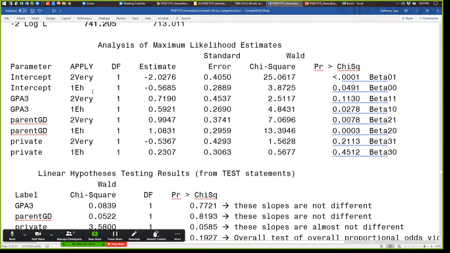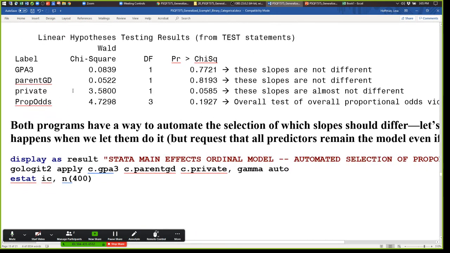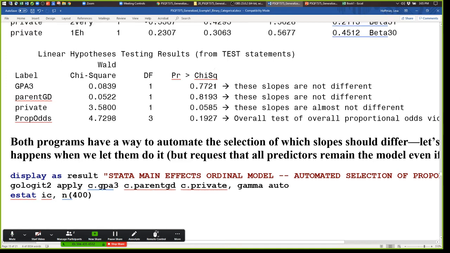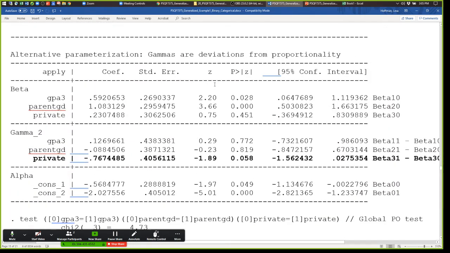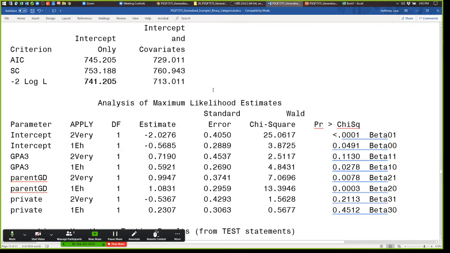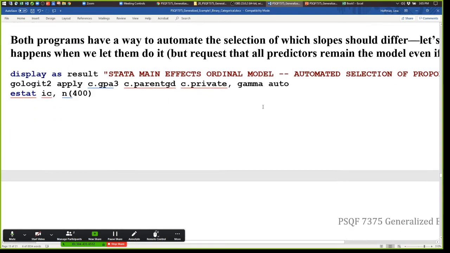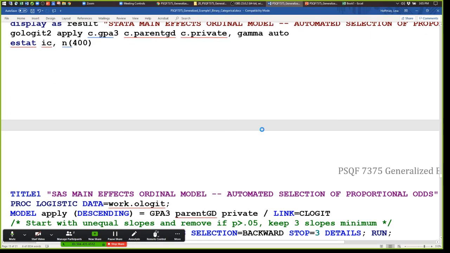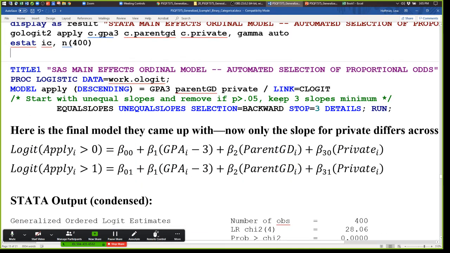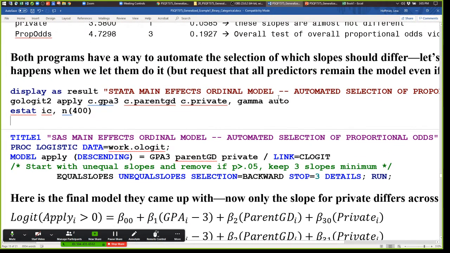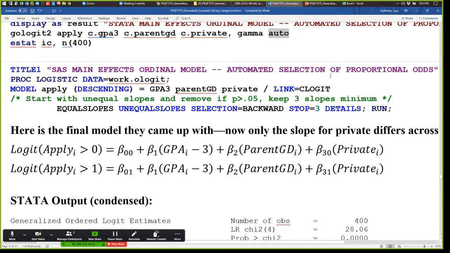So same output for SAS, it spits out each of the slopes. Here's the difference. And so it looks like we could have proportional odds for most of the model and not that one. In case you have a lot of things you're sorting through, there are automatic routines in both Stata and SAS. This auto option will go through and figure out which of your slopes need to be different and then fit the resulting model, so you don't have to go through all the permutations yourself. This selection option in SAS will do the same.